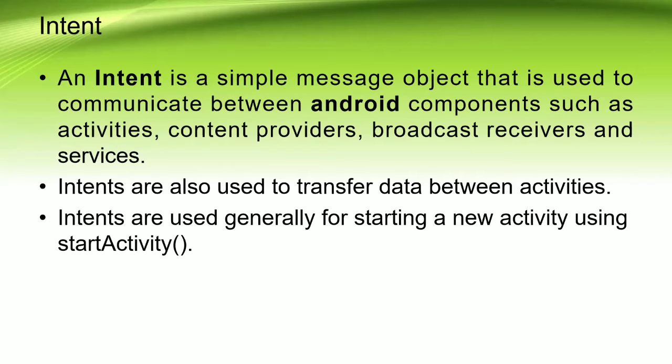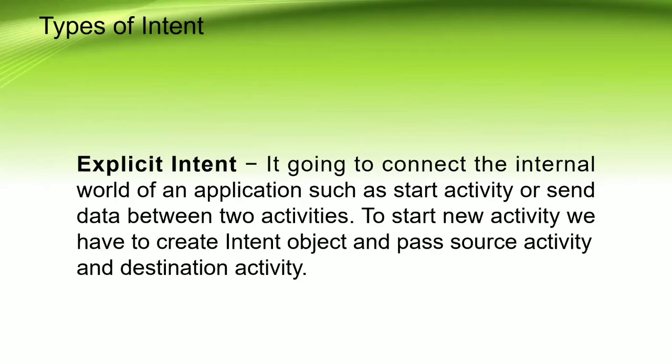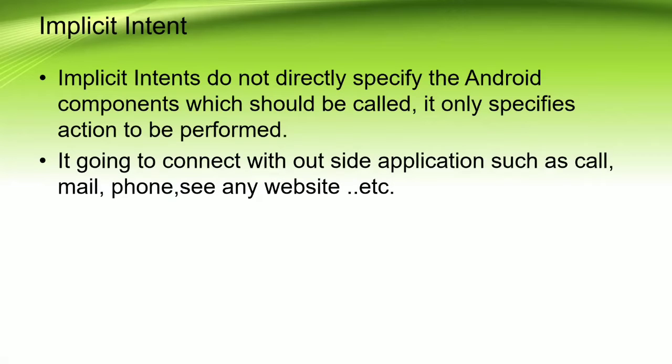There are basically two types of intents: explicit intent and implicit intent. An explicit intent is used to connect the internal world of an application, such as starting an activity or sending data between two activities. To start a new activity, we have to create an intent object and pass the source activity and the target activity. Next, what is an implicit intent?